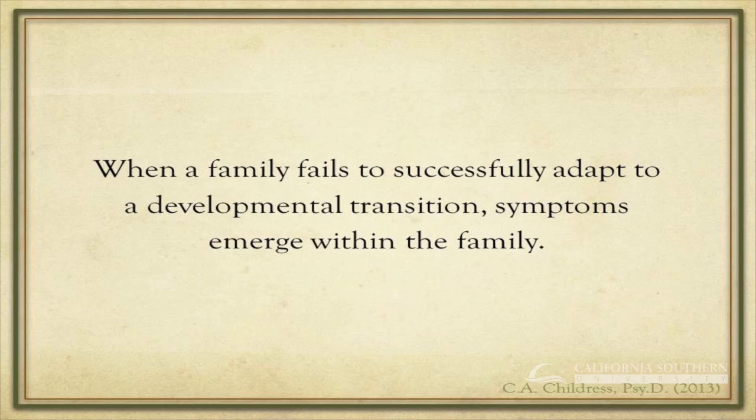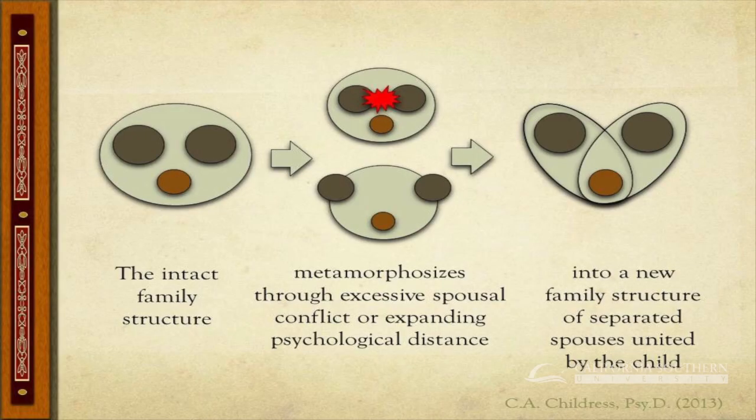They're not successfully transitioning, in the family's transition, to the loss of the marriage. And just because the marriage dissolves doesn't mean the family dissolves, because once you have children, the family remains forever. The family is transitioning from an intact family structure that's united by the marriage, and because of the conflict or drifting apart of the spouses, to a separated family structure that is now united by the children. So the marriage is dissolved, but the family hasn't.